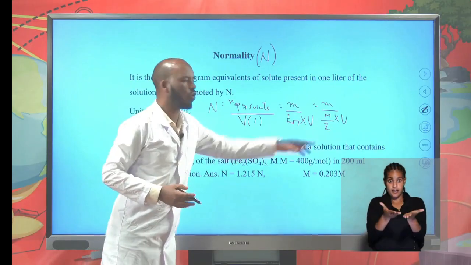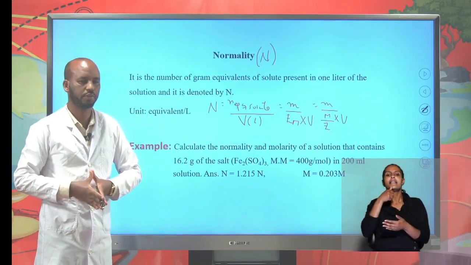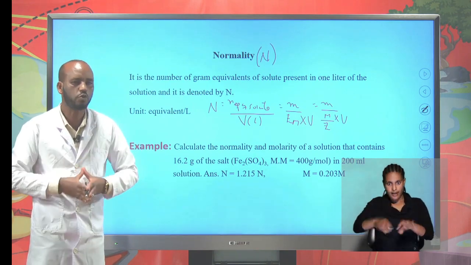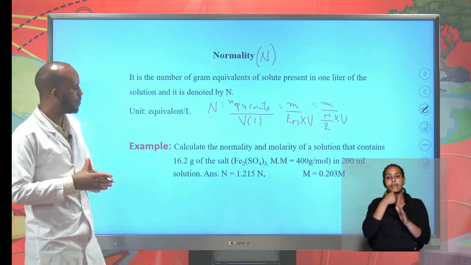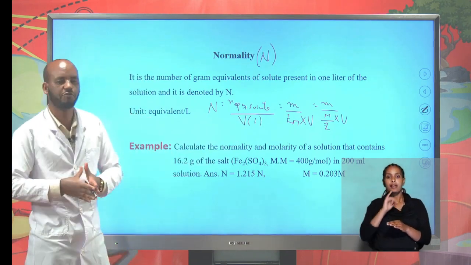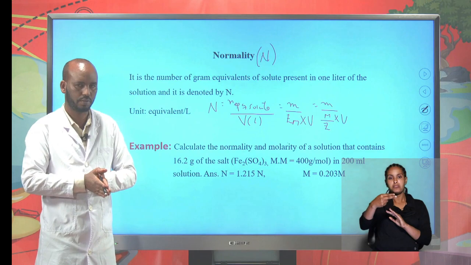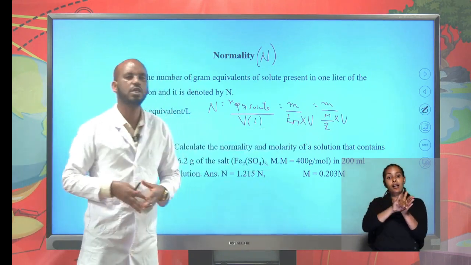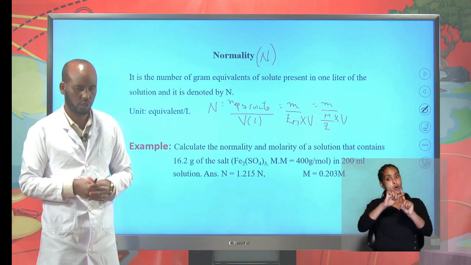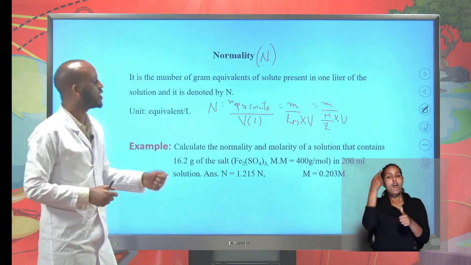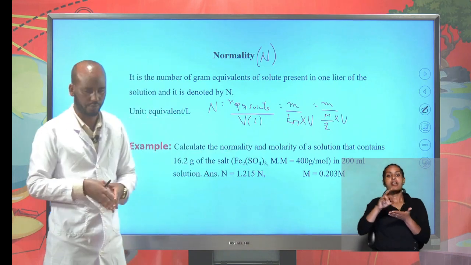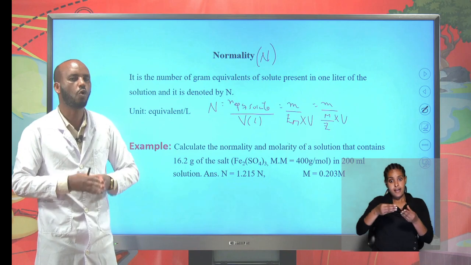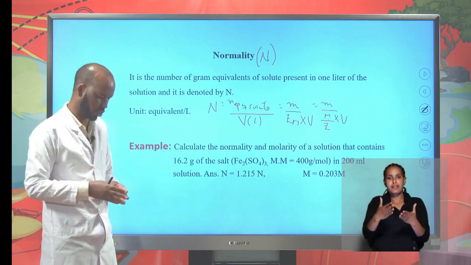Here Z for an acid is the number of hydrogen ions released by 1 formula unit of the acid. For a base, Z is the number of OH minus furnished by the given base. For a salt, Z is the total positive valency. For an oxidation reduction reaction, Z is the total number of electrons gained or released in the given reaction.